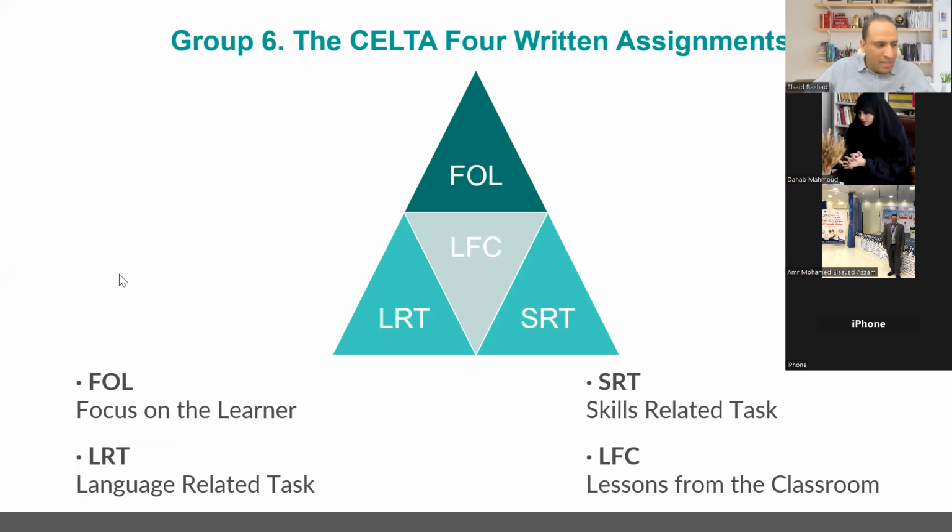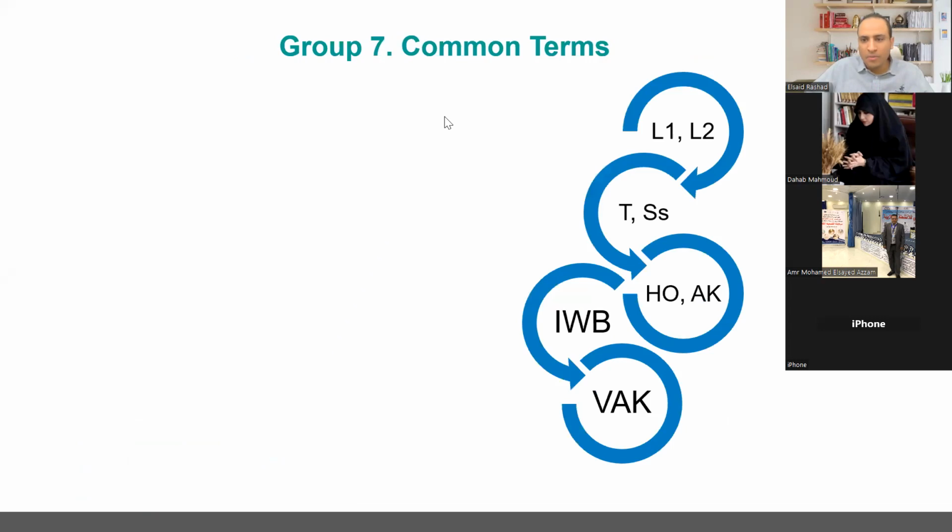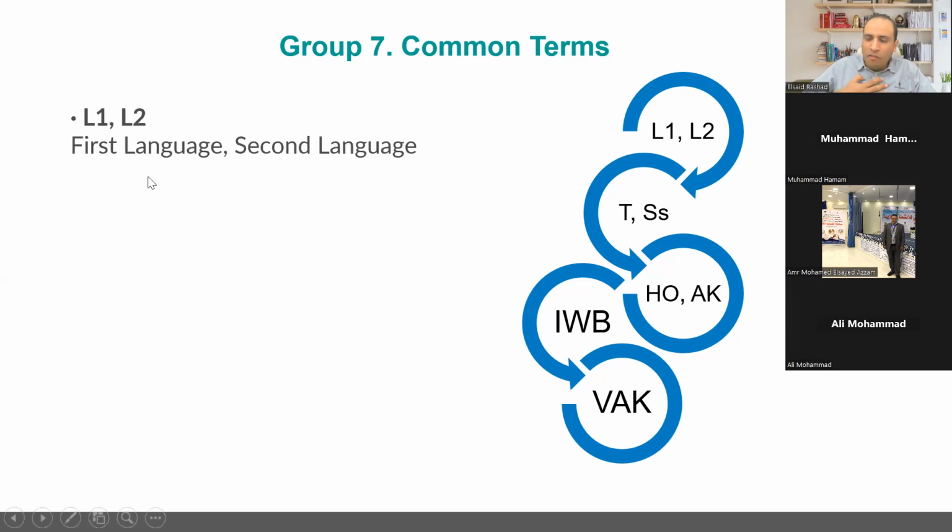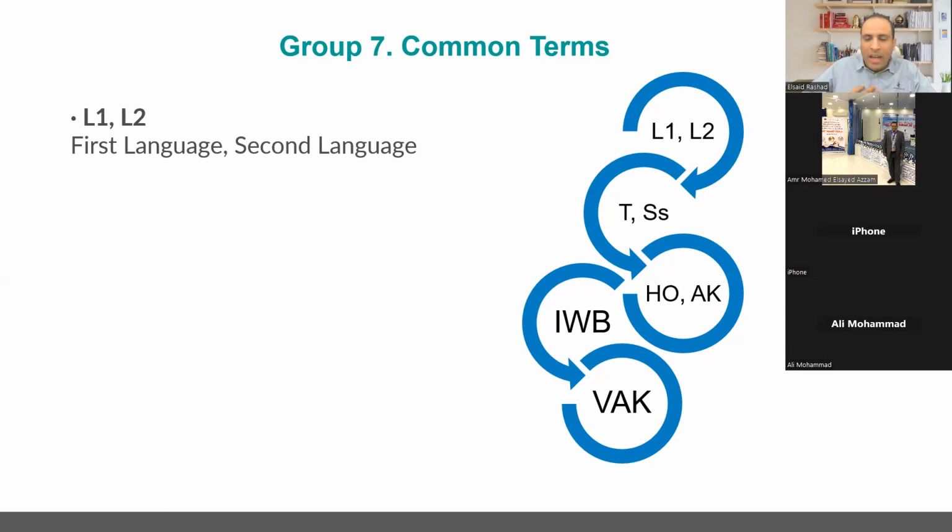Group 7 is the last group, which is about common terms. L2. What's L1, L2? First language, second language. The mother language. Language 1, language 2. So for Arab learners, what's our L1? Arabic. And if we're learning English, English is our second language. And can we use L1 in class sometimes? Yes, sometimes we can use it.